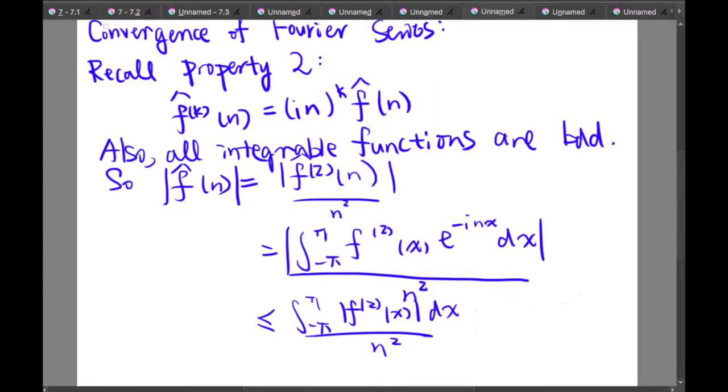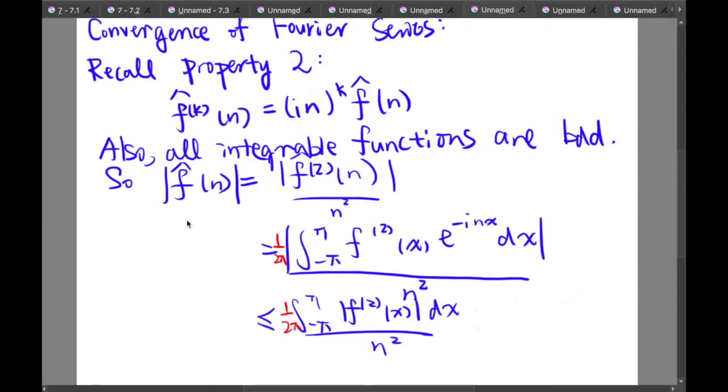We have talked about the properties that are related to R2pi, C, and phi. We are ready to investigate the convergence of Fourier series. So let's recall property 2 that we have just proved. We have proved that the hat of the kth derivative of f at n is equal to in to the kth power times f hat n. And we also recall that all integrable functions are bounded.